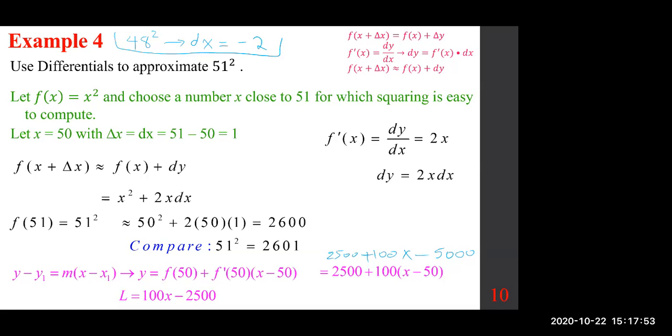Now, so this is L of x. Now plug in 51. Plug in 51 and it gives you exactly the same answer as you found here. They should. The linearization and differentials, they will give you exactly the same answer, class. I hope everybody can see that. Okay.